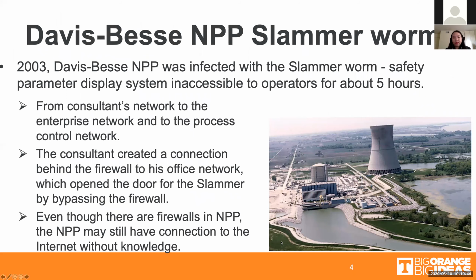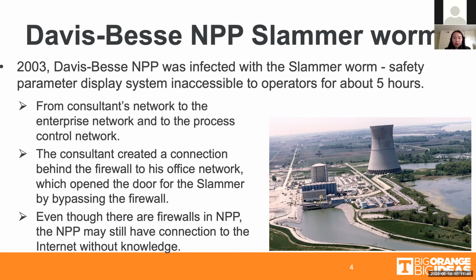So the first example is the Davis-Besse nuclear power plant Slammer worm incident. In 2003, the Davis-Besse nuclear power plant was infected by the Slammer worm, which led to the safety parameter display system being inaccessible to operators for 4 hours and 50 minutes. The Slammer worm traveled from a consultant's network to the enterprise network, and then to the control network. Even though this nuclear power plant had a firewall to protect the enterprise network from the internet, which would have prevented the Slammer worm, the consultant created a connection behind the firewall to his office network, probably to make his work easier, but this opened the door for the Slammer worm by bypassing the firewall.